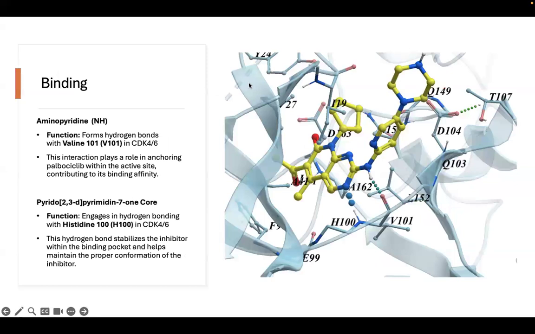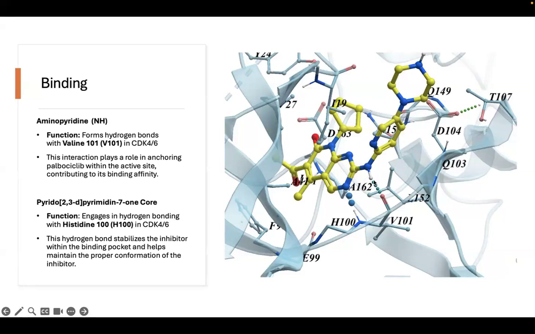Palbociclib achieves its inhibitory effects through specific molecular interactions. First, we have the aminopyridine, the NH. It forms a hydrogen bond with valine 101 in the CDK4/6 binding pocket. This interaction plays a role in anchoring palbociclib within the active site, contributing to its binding affinity. As we can see over here, the green-bluish dotted line shows the valine 101 interaction with the aminopyridine.